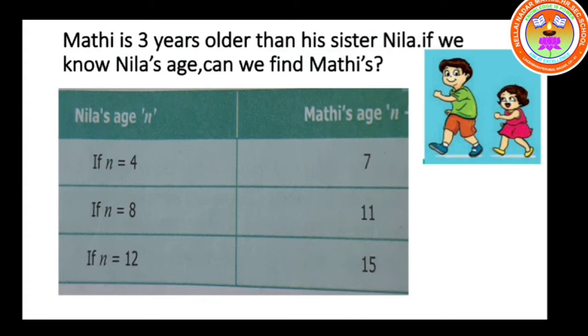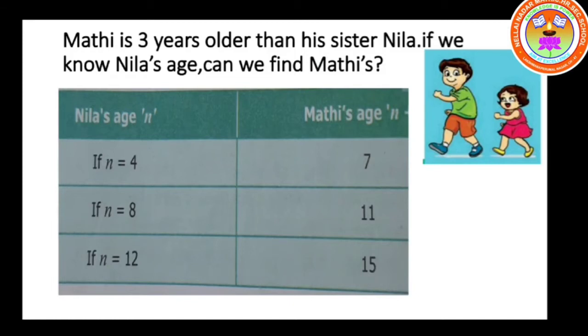We need not write a different statement for each value of the age n. So I am taking Nila's age as n, and Madhi's age as n plus 3, because Madhi is 3 years older. Now listen to the table that is given. If n equals 4, that is, Nila's age is 4, what is Madhi's age? 4 plus 3 is how much? 7. So Madhi's age is 7.